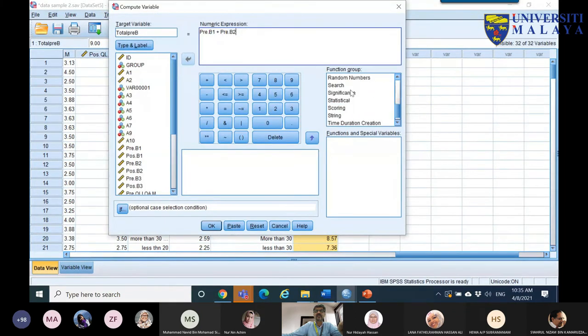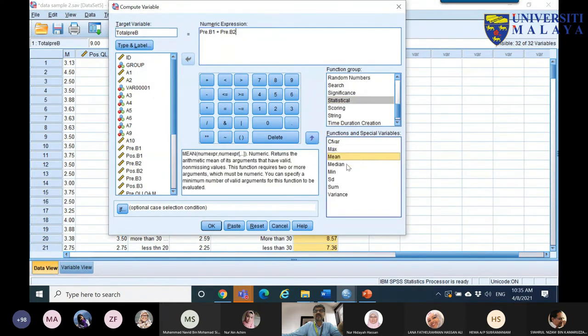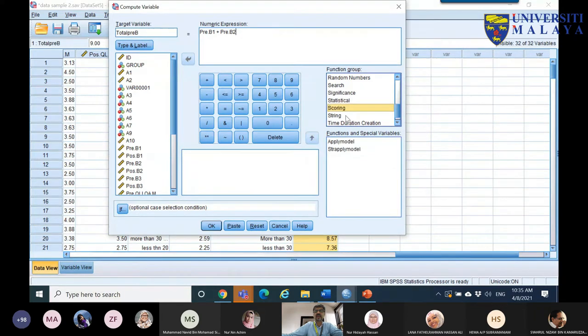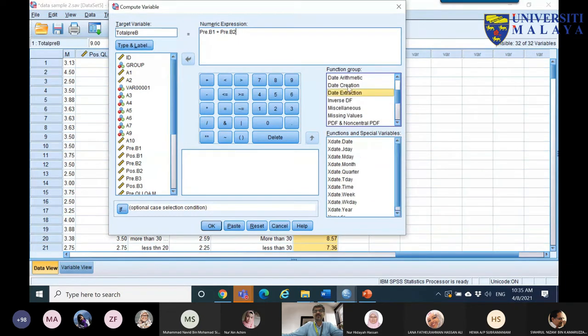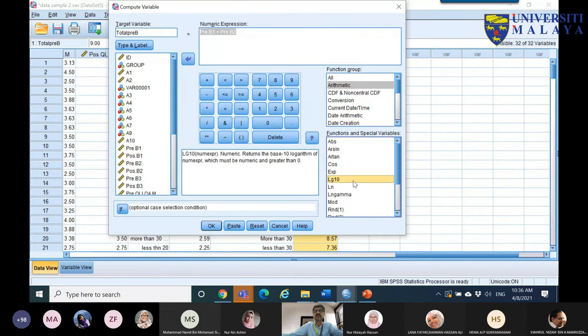So it means you can calculate easily by these options, in this numeric expression. Of course, we have some other options here. For example, if you want to calculate the mean, maximum, median, or standard deviation of some of the variables together, you can use these function groups. If you want to do scoring, there are a lot of options for time duration. This is at an advanced level, and I don't want to explain it, but remember there are some functions that can be used. For example, for mathematical purposes, you may want to calculate the log. Sometimes you want to convert a variable to the log.